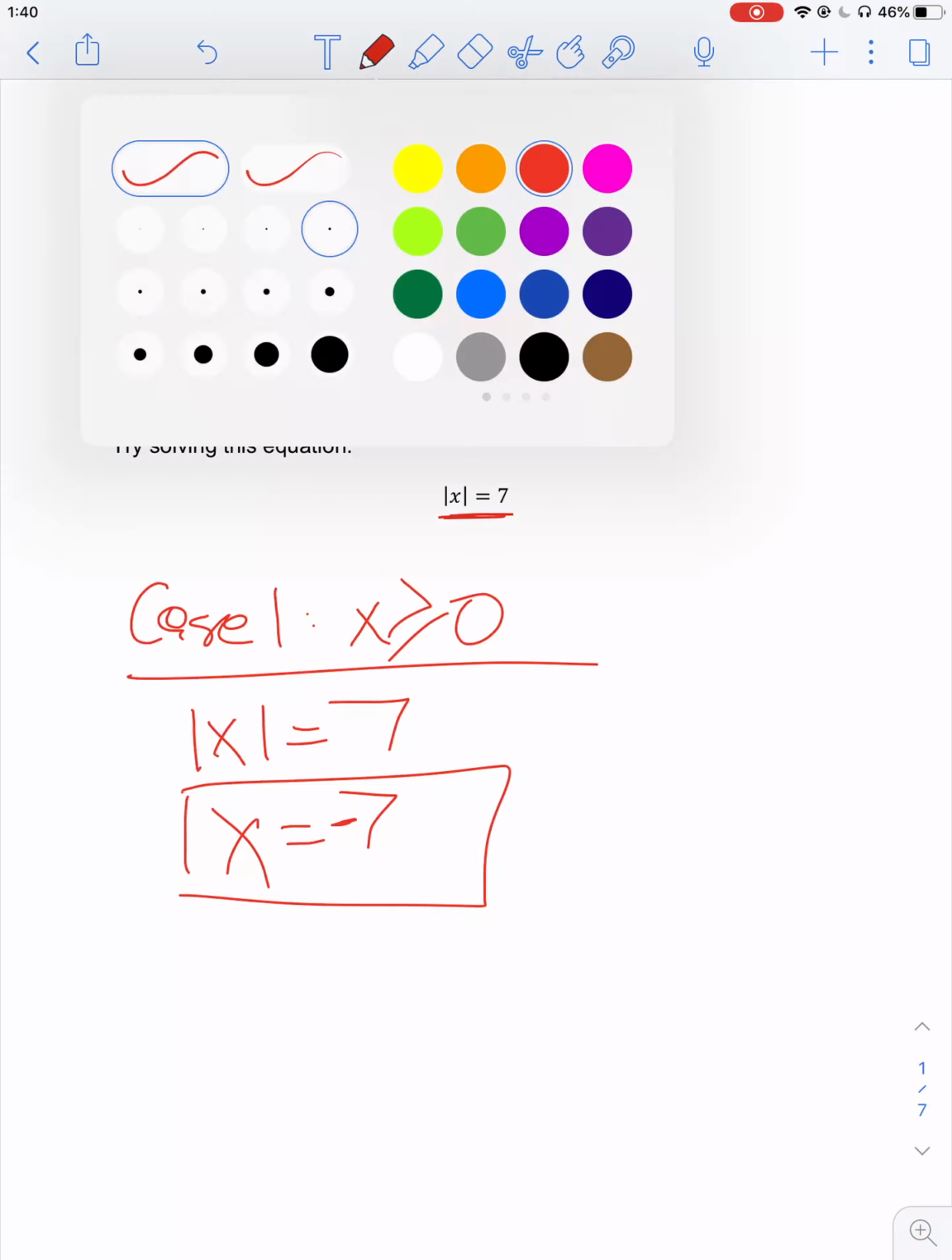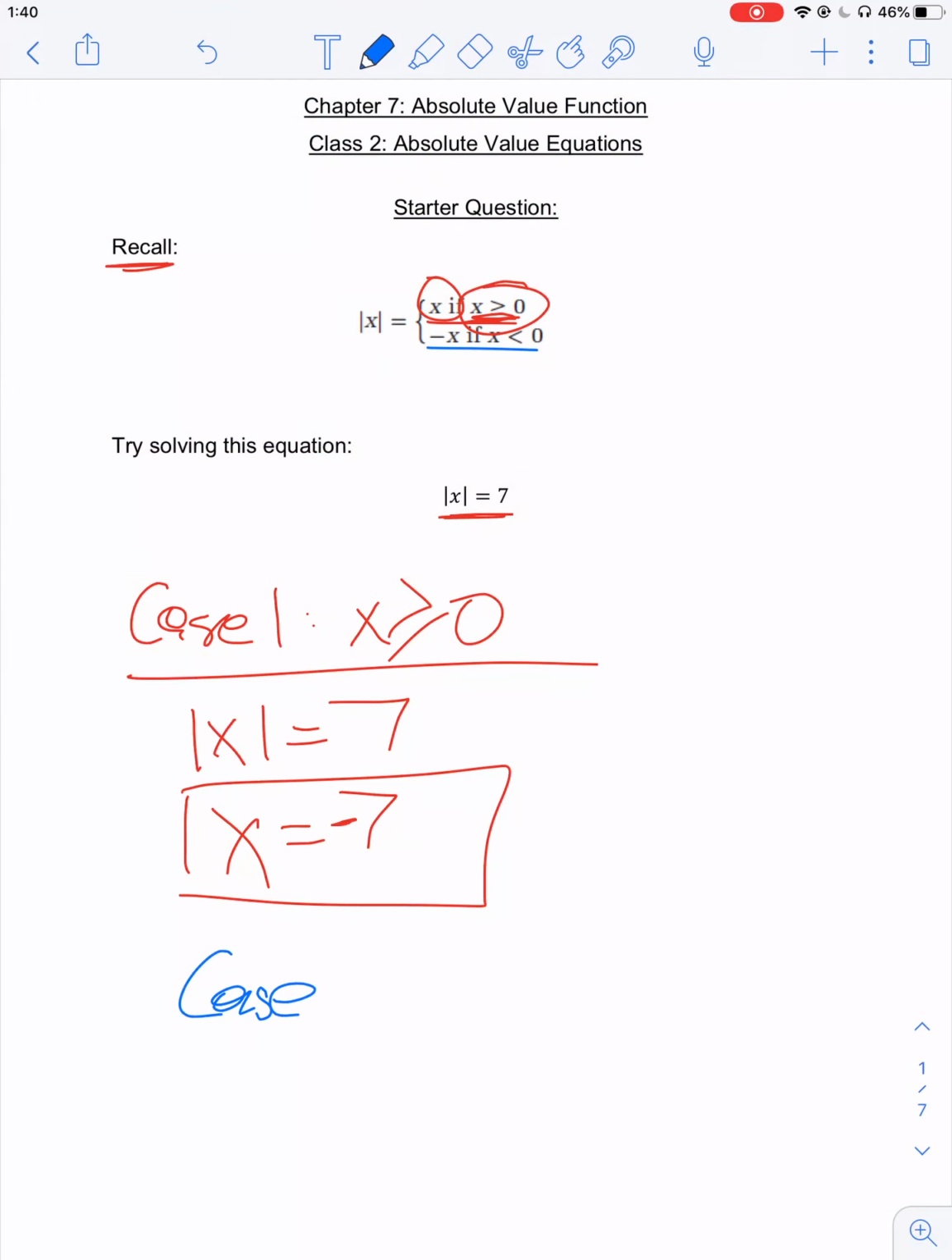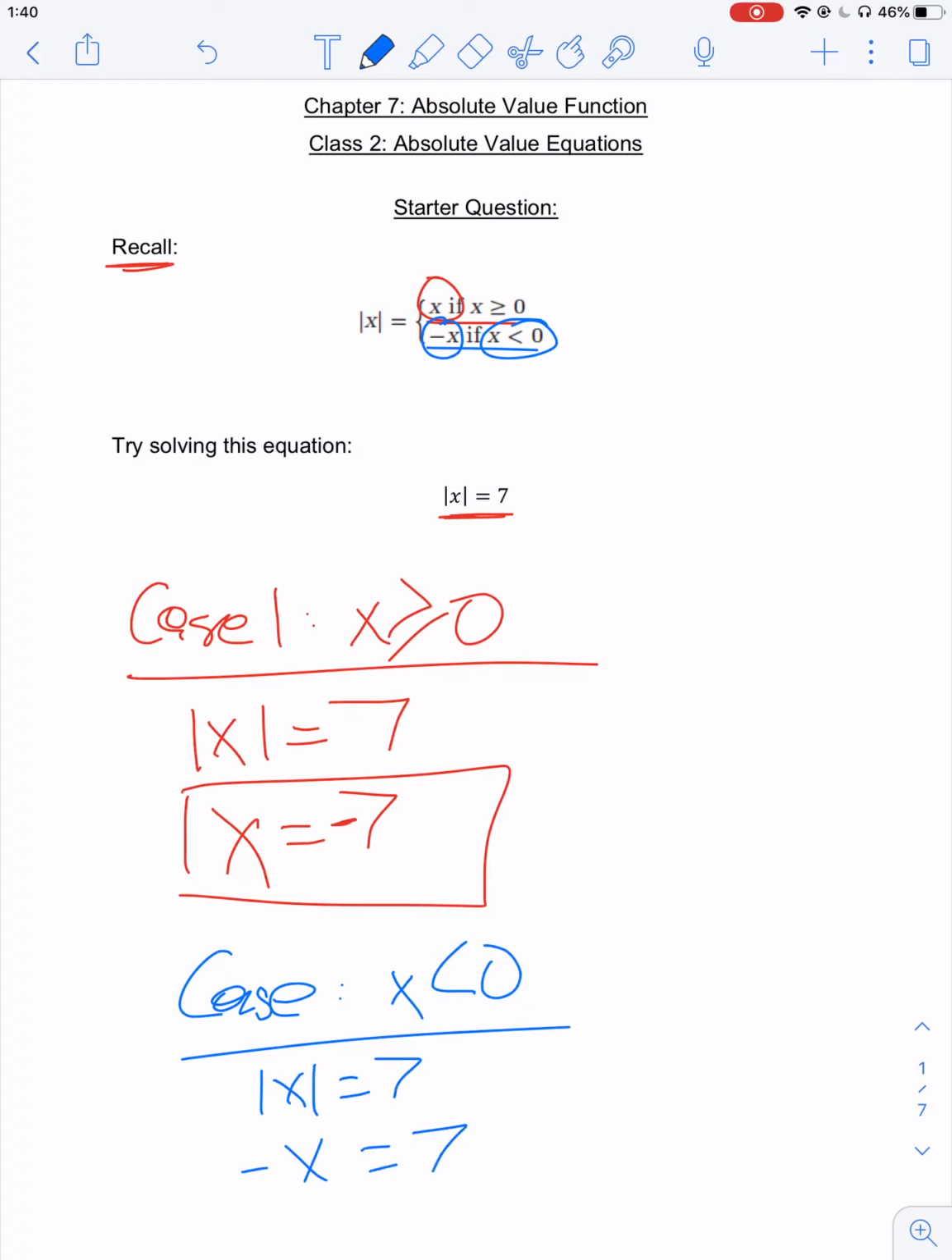Now case 2. Case 2 will be when x is less than 0. So if x is less than 0, then the absolute value of x is equal to 7 can be rewritten as minus x is equal to 7, because x is less than 0. When you solve for x, there are many ways of doing it. One way would be to switch the signs, or you could divide by -1 on both sides, so these will cancel out, and x will just equal -7. So this is your second solution.